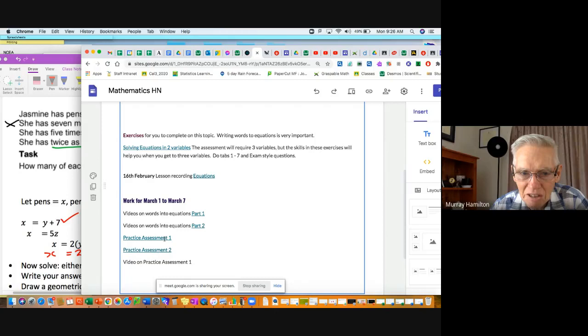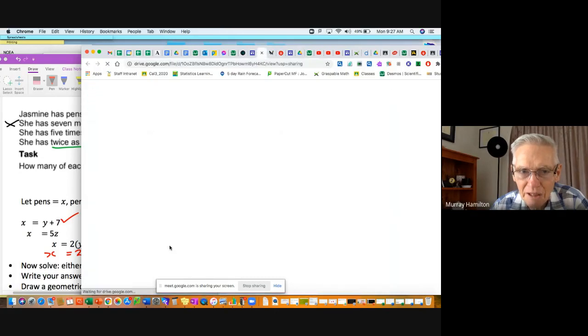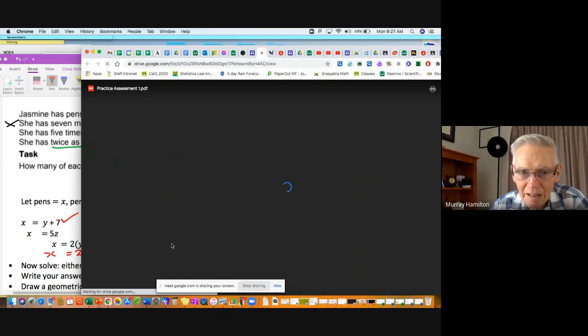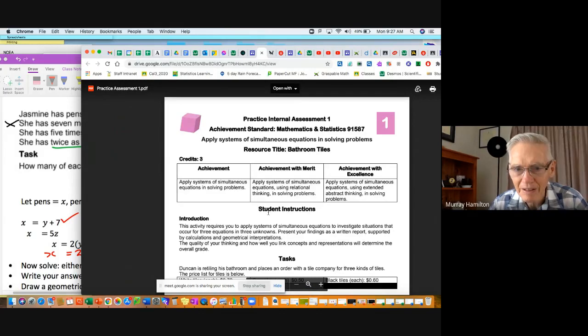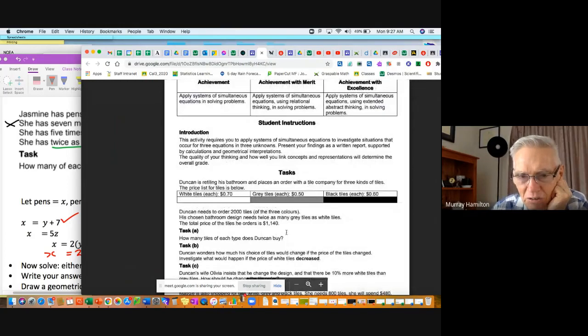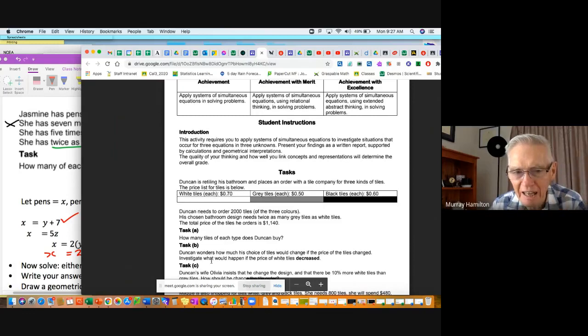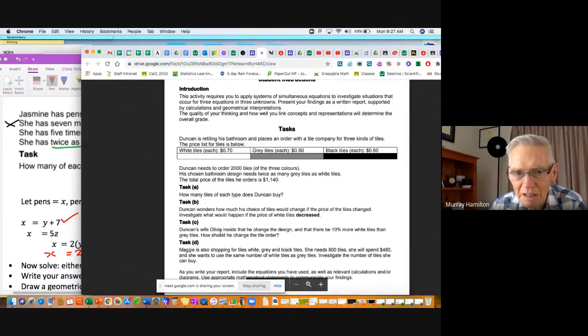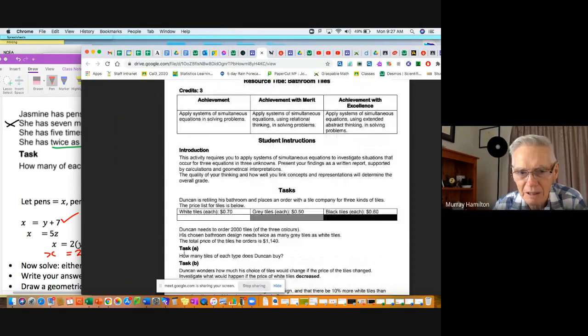And there's a practice assessment 1. When you click on this practice assessment 1, it will take you to this document. Hopefully it works. When you do this document, A is going to be the achieved part. The rest of it, B, C, and D, are going to be the merit and excellence. So for the first bit, when you get up to here, how many tiles of each does Duncan buy? That's the achieved bit. But the video will have B, C, and D.